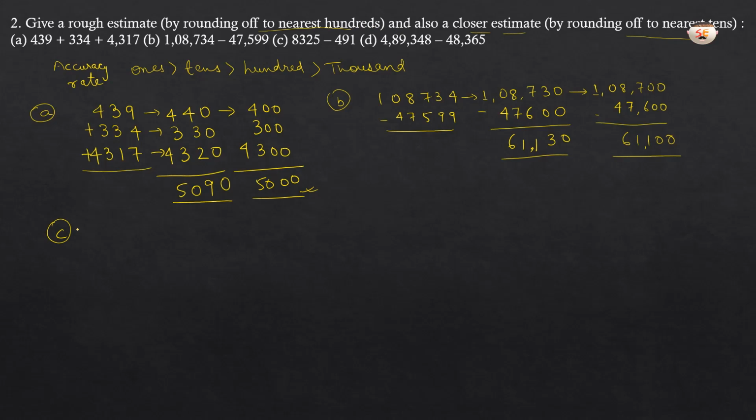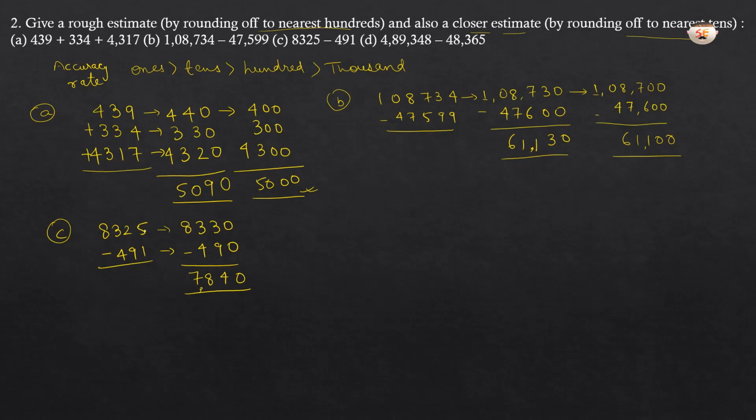Okay. Now question number C. In question number C, we will subtract 491 from 8,325. First of all, we will round off 8,325 correct up to the nearest tens, and we will get 8,330. Now we will round off 491 correct up to the nearest tens, and we will get 490. Subtracting these two numbers, we get 13 minus 9, 4; 12 minus 4, 8; and 7, that is 7,840.